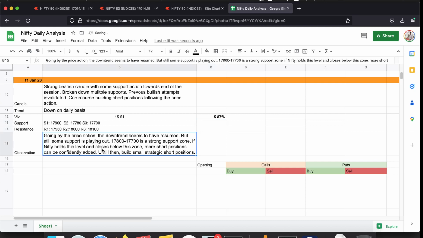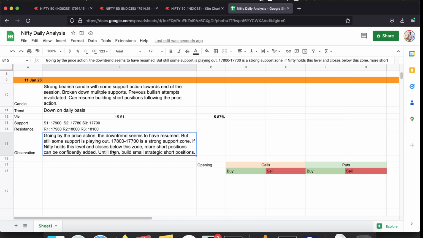Okay, and what we can observe from all the overall analysis is, going by the price action, the downtrend seems to have been resumed. It indeed has been resumed. But still, some support is playing out because we have a good, strong support zone just below the current price action. And if Nifty holds this level, there can be little consolidation.